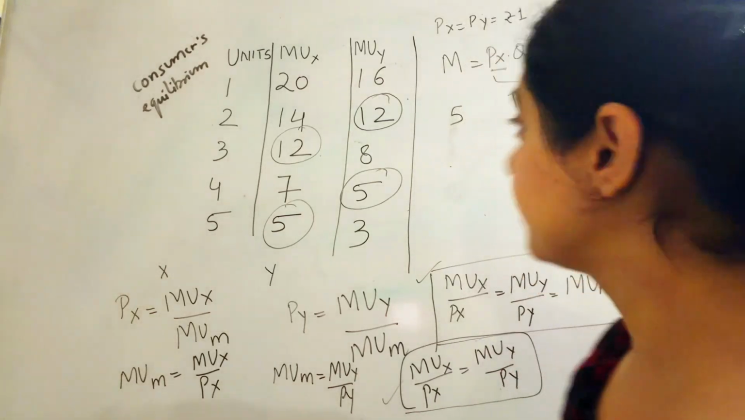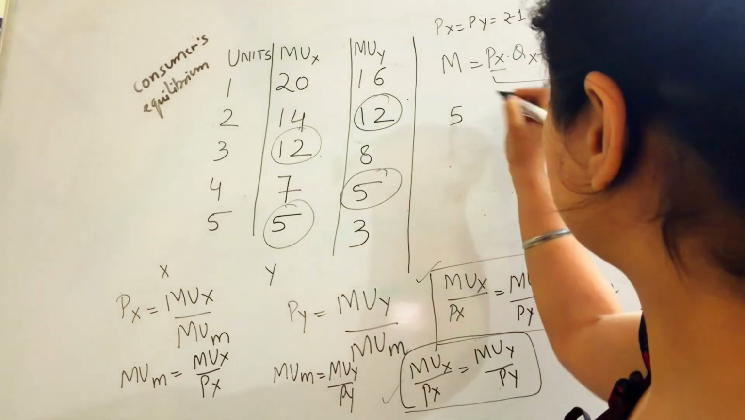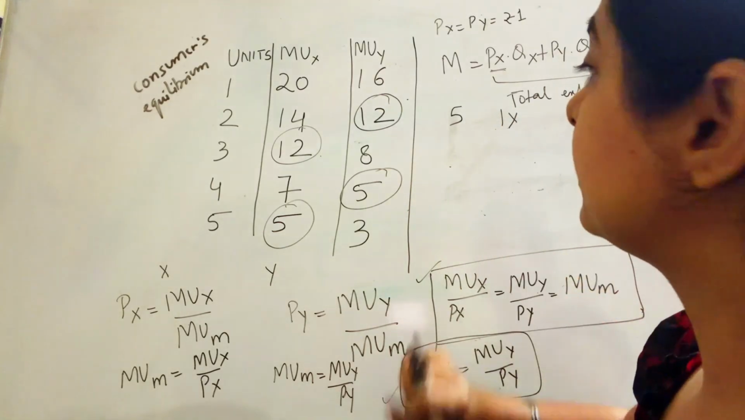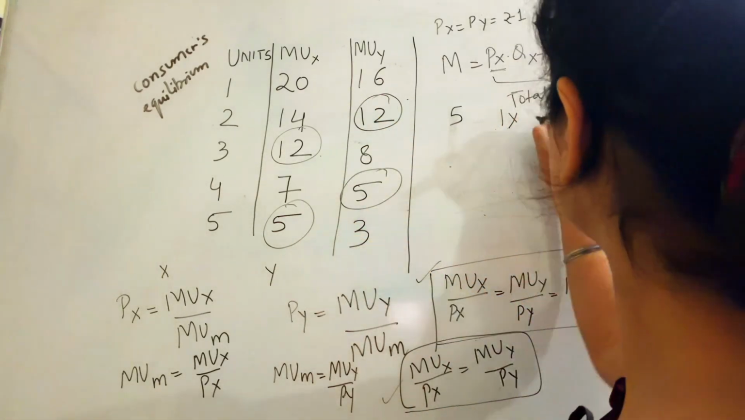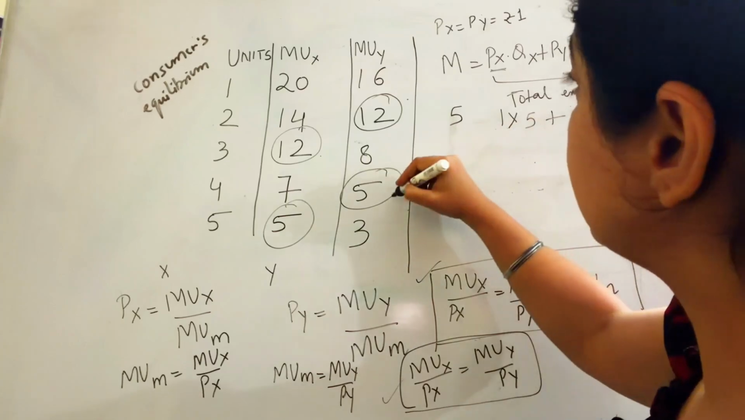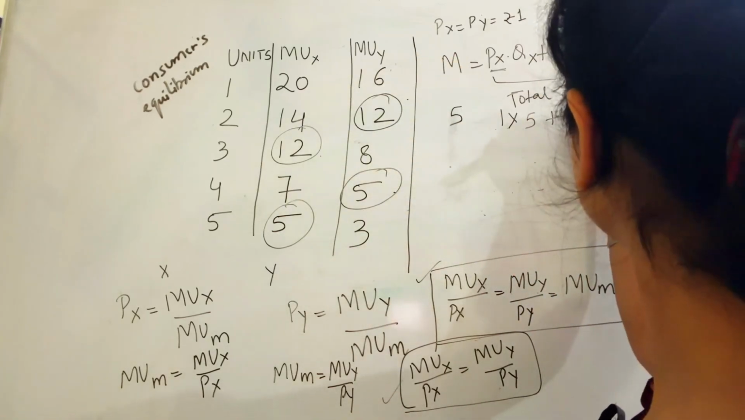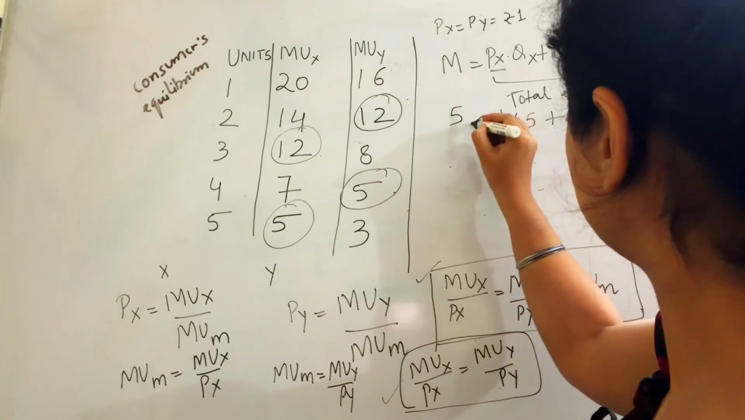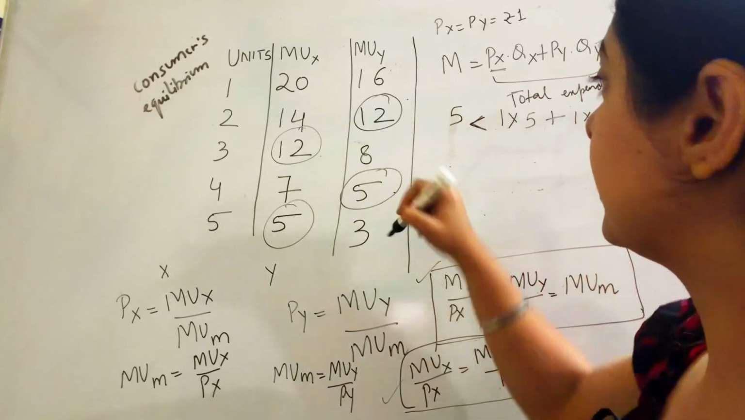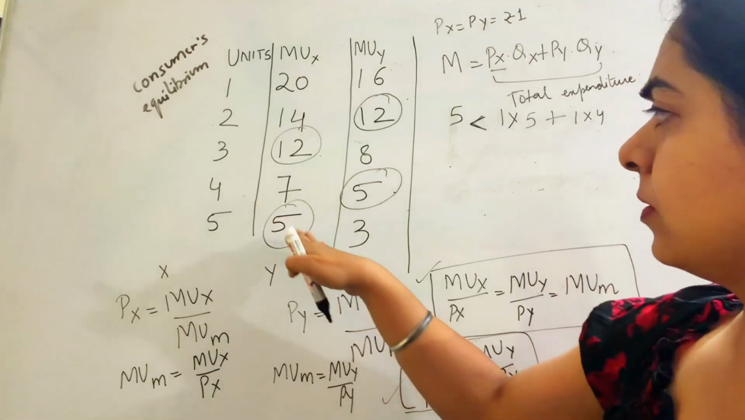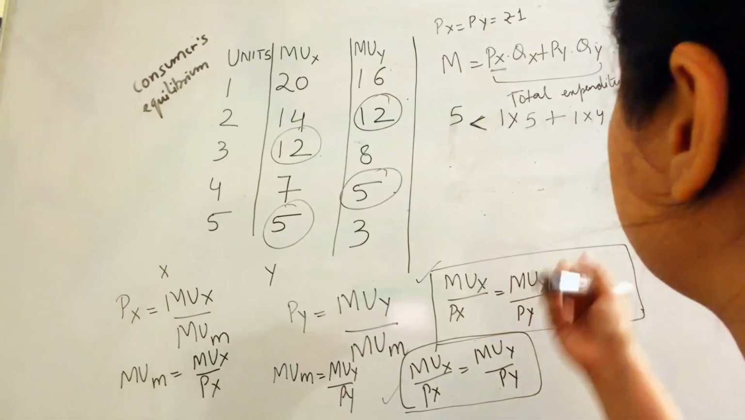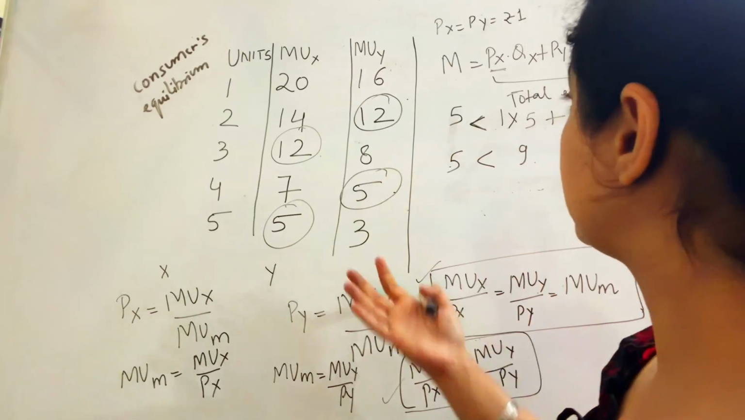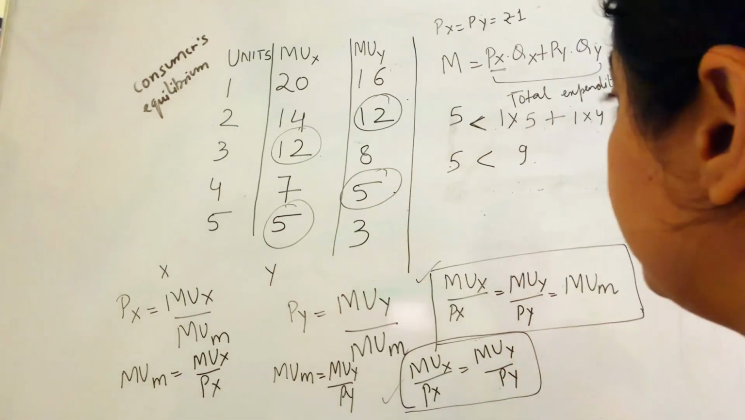Let's see what will happen if the consumer tries to consume this combination where the ratio of MUX upon PX is 5. So in the given case, price is 1, number of units of X is 5, plus here he can consume 4 units of Y. So what we find is that the consumer cannot be in equilibrium at this combination, the reason being he is spending more than what he could actually spend. So he cannot be in equilibrium here.